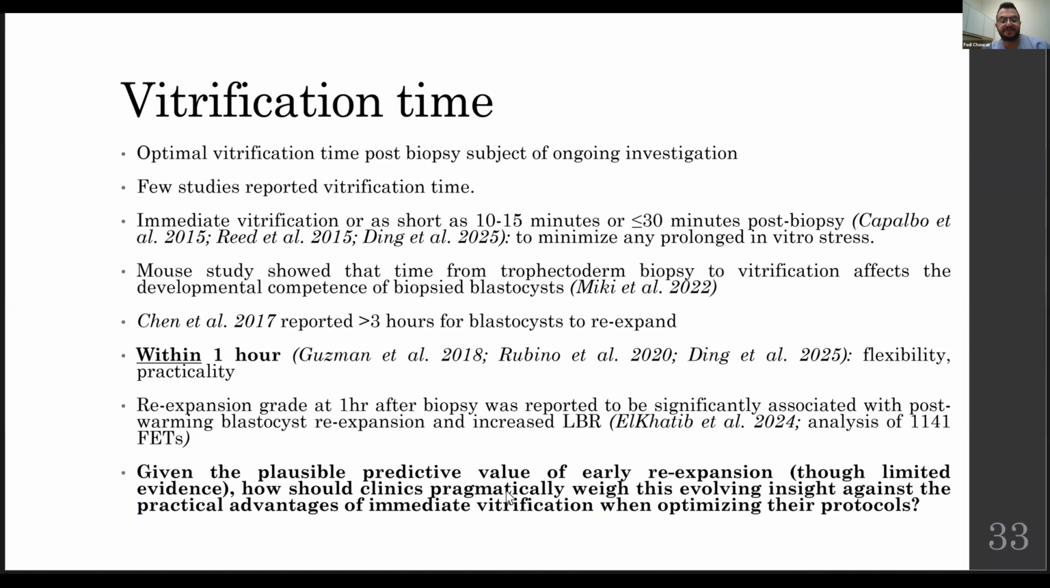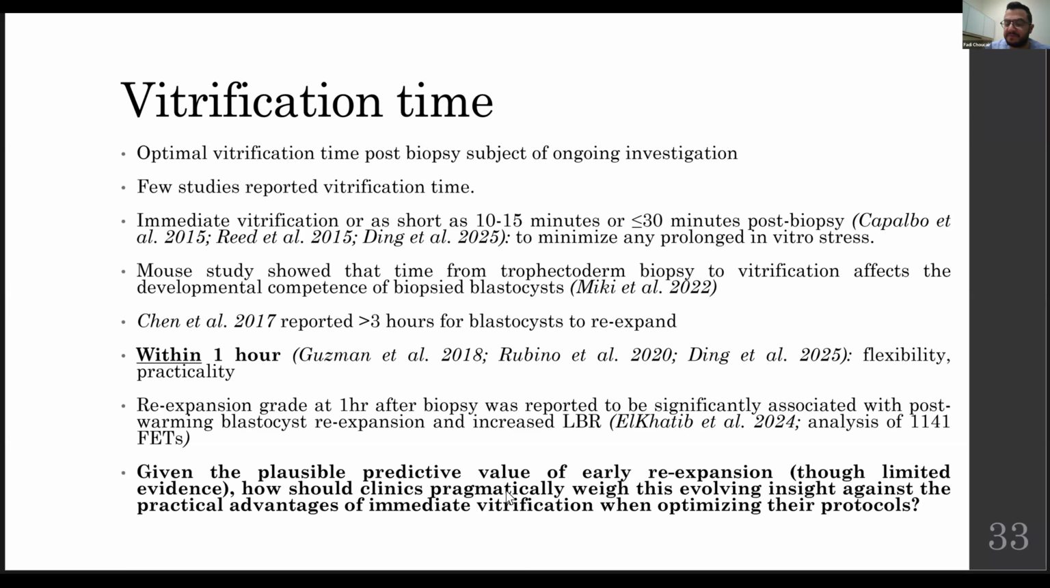Last 2 points, I will not take from your time. Vitrification time. What's the optimal time post-biopsy to vitrify? It's a subject of ongoing investigation. Few studies reported vitrification time: immediate vitrification, or as short as 10 to 15 minutes, or less than 30 minutes post biopsy to minimize any prolonged in vitro stress. A basic science mouse study showed that time from trophectoderm biopsy to vitrification affects the developmental competence of biopsied blastocysts.